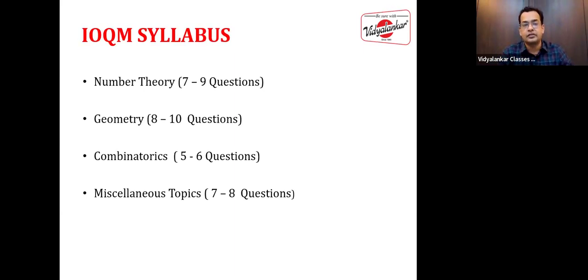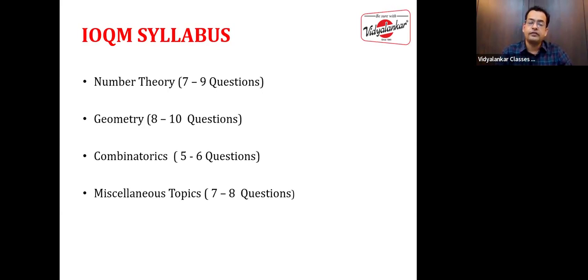If we talk about the syllabus, they don't prescribe any particular syllabus. Okay, but based on the last many years of papers, what we have concluded is that they mainly ask questions on number theory, geometry, and combinatorics. So you can expect around 7 to 9 questions out of 30 on number theory, which includes a variety of topics. We'll discuss those things.